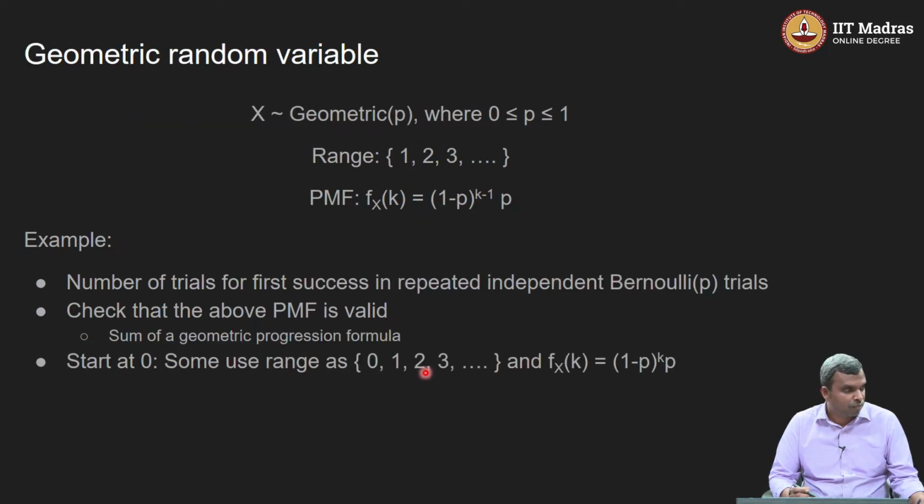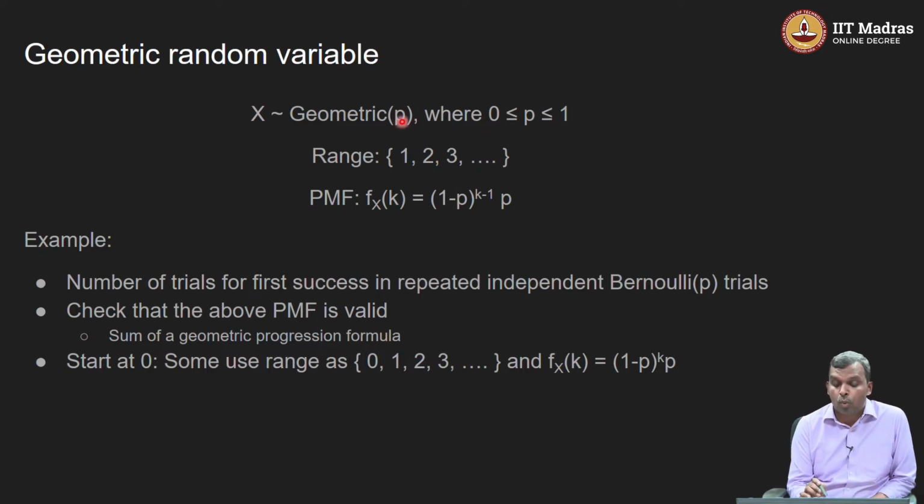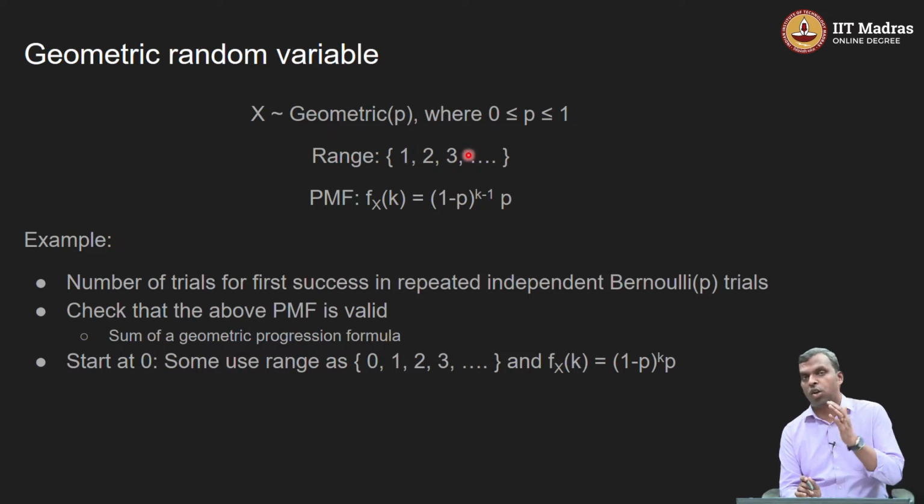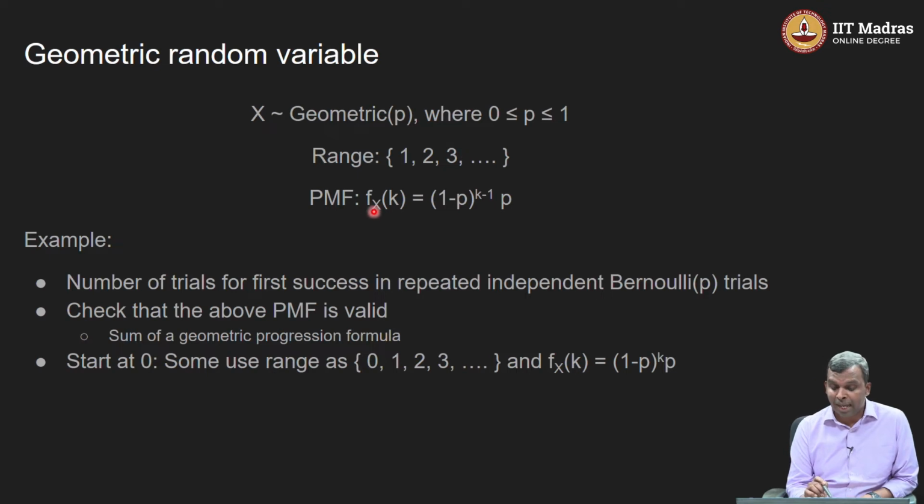Okay. The next random variable of interest is called the geometric random variable. This has only one parameter p, okay, Geometric(p), and p is between 0 and 1, and the range is a little bit more complicated. The range goes from 1, 2, 3, and so on and on forever. Okay. And the PMF f_X(k) is (1 minus p) to the power k minus 1, times p. Okay. So, this is the PMF.